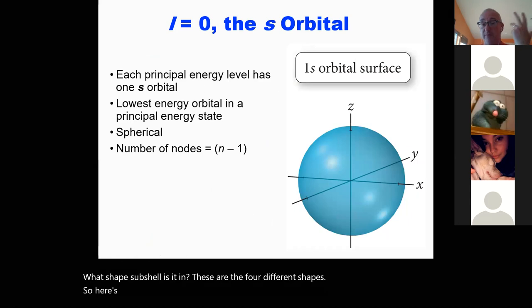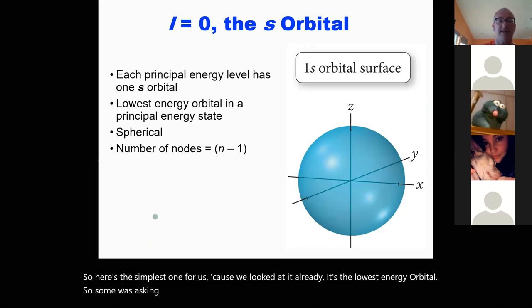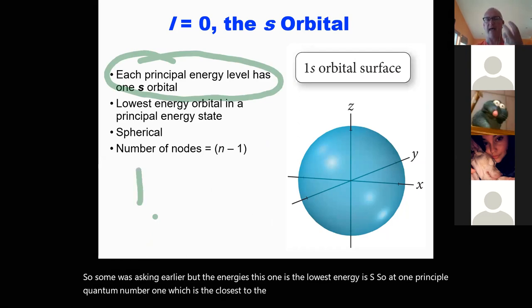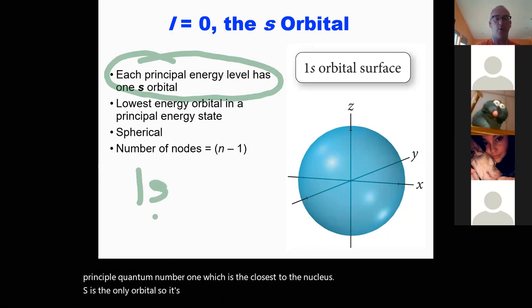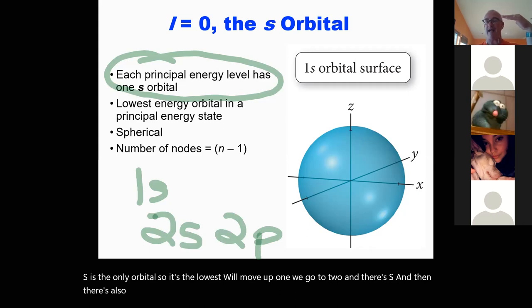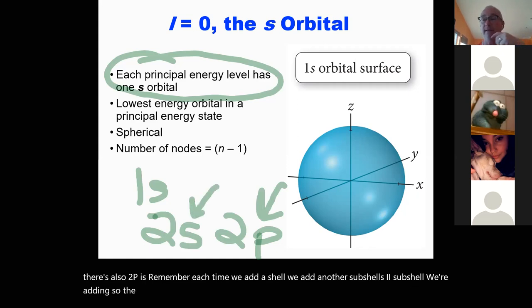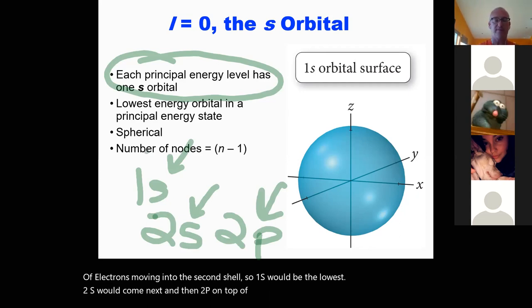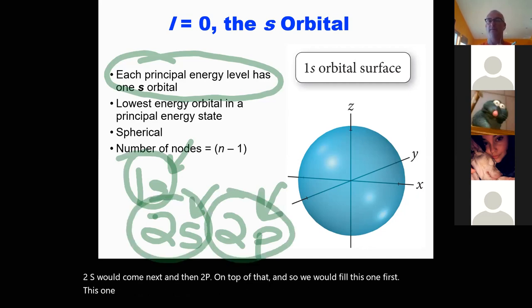So here's the simplest one for us because we've looked at it already. It's the lowest energy orbital. Someone was asking earlier about energies. This one is the lowest energy, S. At principal quantum number one, which is the closest to the nucleus, S is the only orbital, so it's the lowest. When we move up one, we go to two, and there's S. And then there's also 2P, because remember, each time we add a shell, we add another subshell. This is the second subshell we're adding. So the S would be the lower energy of electrons moving into the second shell. So 1S would be the lowest, 2S would come next, and then 2P on top of that. And so we would fill this one first, this one second, and this one third, okay?